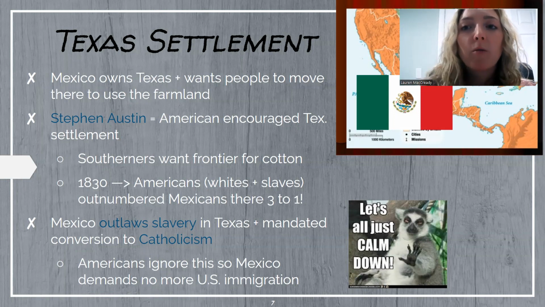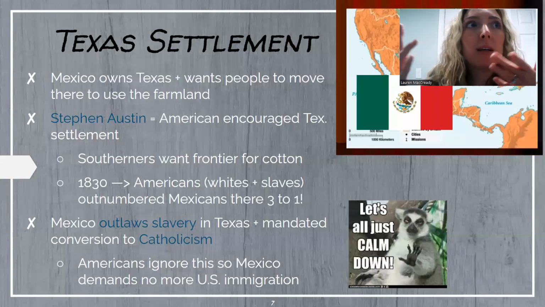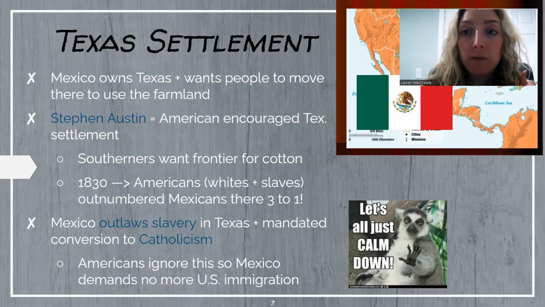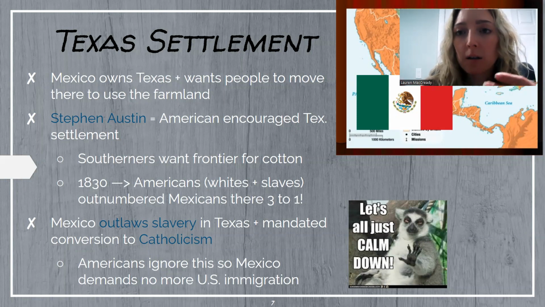And so the Mexican government wanted to de-incentivize the migration that's happening into Texas. And so they started to put more restrictions in that area, limit the amount of immigration, and outlaw slavery, because to them, slavery has already been banned. They don't believe it is in alignment with their Catholic beliefs. And they also say that people should convert or practice Catholicism when living in Mexico. So Americans are going to ignore all of these rules and continue their migration into the Texas area.